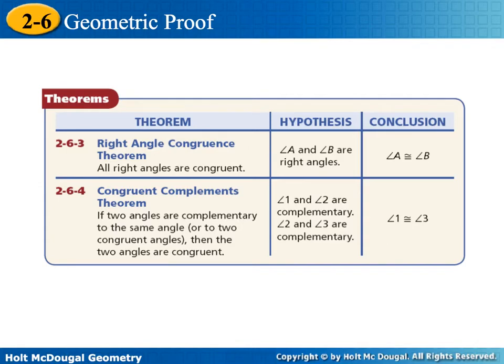Congruent complements theorem. This is the same thing as the congruent supplements theorem. If two angles are complementary to the same angle, then the two angles are congruent. So if 1 and 2 are complementary and 2 and 3 are complementary, then that must mean 1 and 3 are congruent.